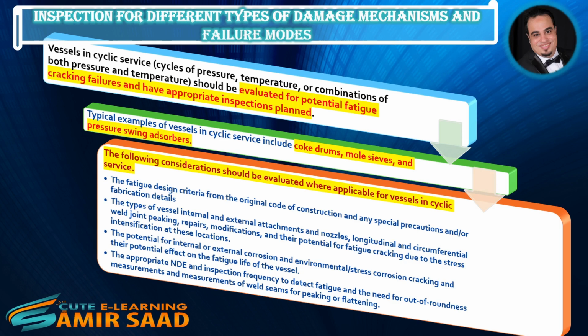The fatigue design criteria from the original code of construction and any special precautions and/or fabrication details. The types of vessel internal and external attachments and nozzles, longitudinal and circumferential weld joint peaking, repairs, modifications, and their potential for fatigue cracking due to the stress intensification at these locations. The potential for internal or external corrosion and environmental stress corrosion cracking, and their potential effect on the fatigue life of the vessel. The appropriate NDE and inspection frequency to detect fatigue, and the need for out-of-roundness measurements and measurements of weld seams for peaking or flattening.